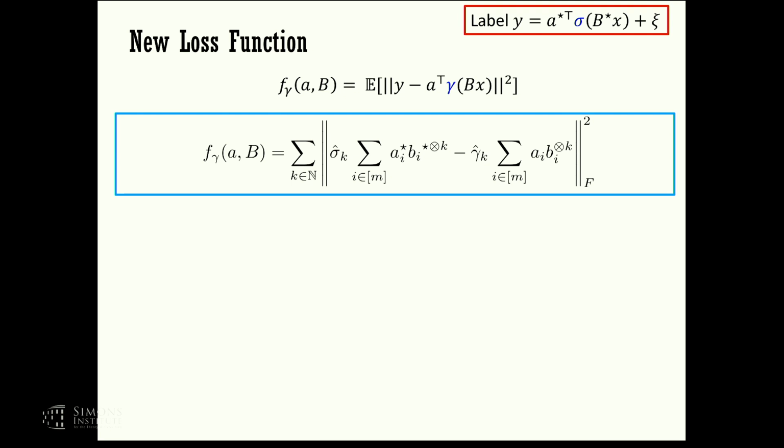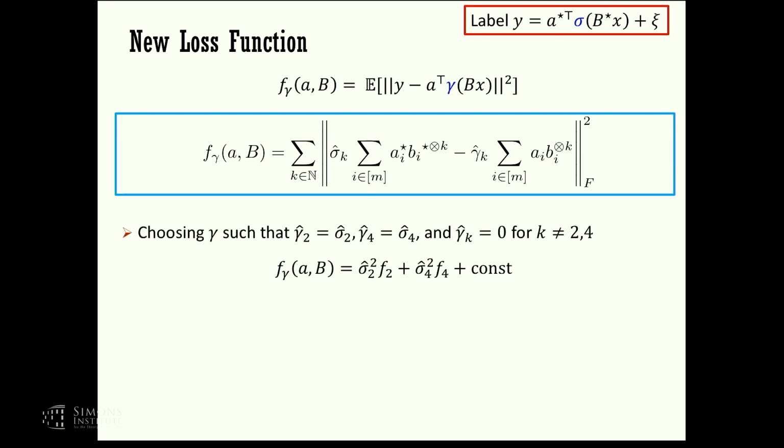Now the formula changes a little bit because we use a different activation gamma in the training. And now we have gamma hat k here and sigma hat k there. Recall that if you take gamma hat to be the same as sigma hat, then you put this sigma hat k in front, and you get sigma hat k squared. So this is more or less the same formula.